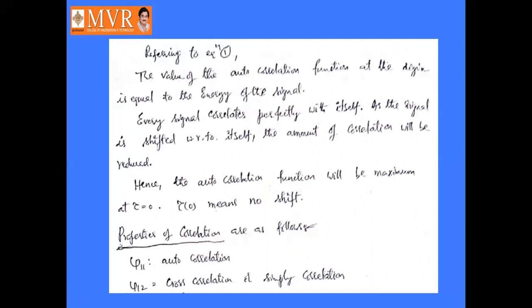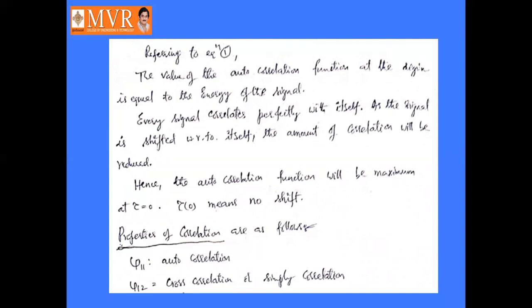Referring to equation number 1, the value of the autocorrelation function at the origin is equal to the energy of the signal, that is the integral of x1 square t dt. So if the signal correlates perfectly with itself, as the signal is shifted with respect to itself, the amount of correlation will be reduced. Hence, the autocorrelation function will be maximum at tau equal to 0. Tau equal to 0 means no shift. So autocorrelation is maximum at tau equal to 0.